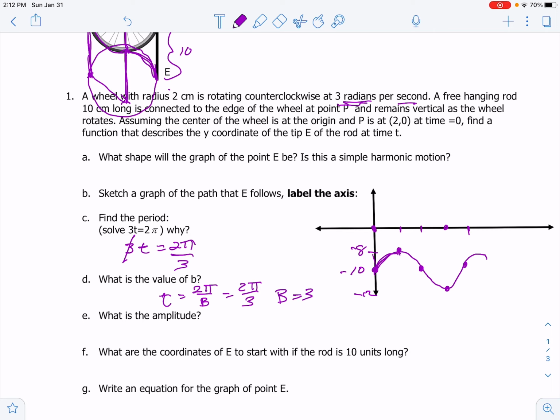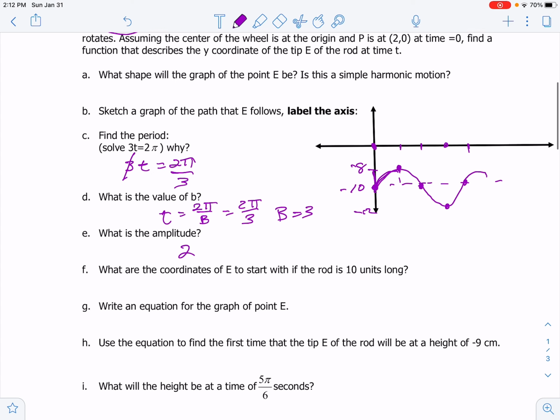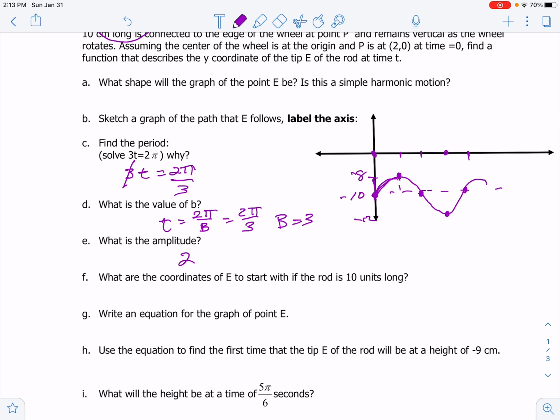The amplitude is how high to go up. It went from negative 10 to negative 8, back down. Here's your center line. The amplitude is 2. What are the coordinates of E at the start? Well, it would be 0, negative 10.